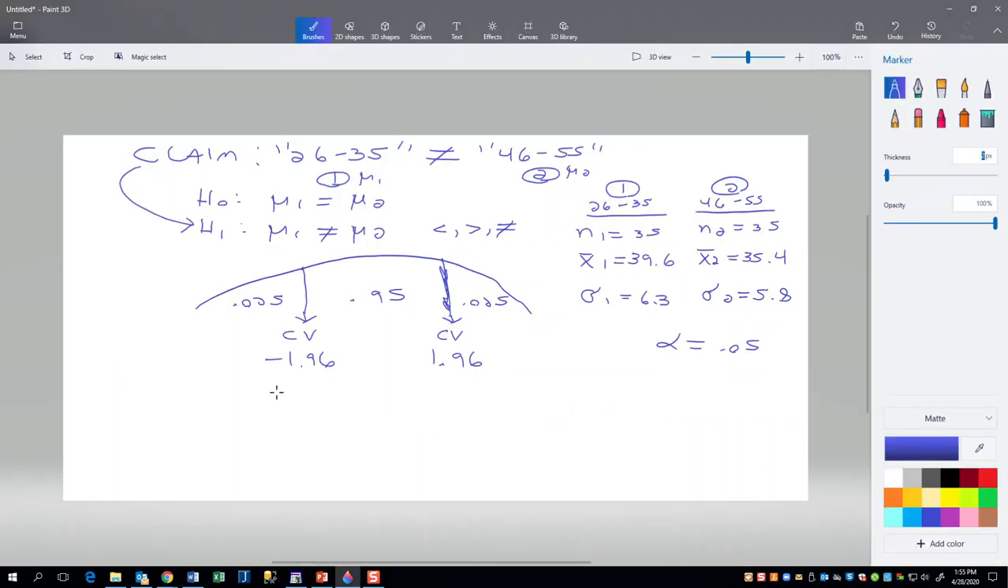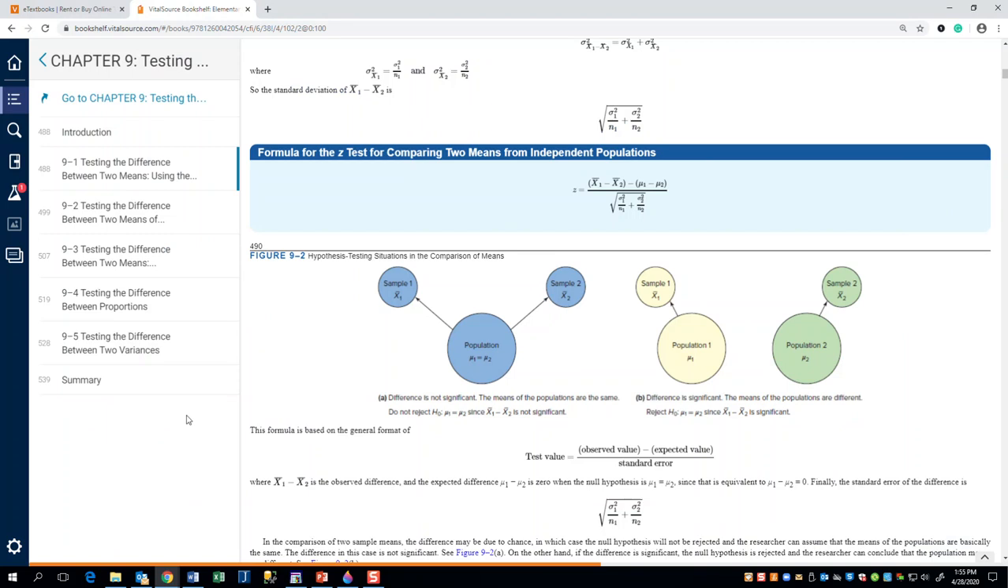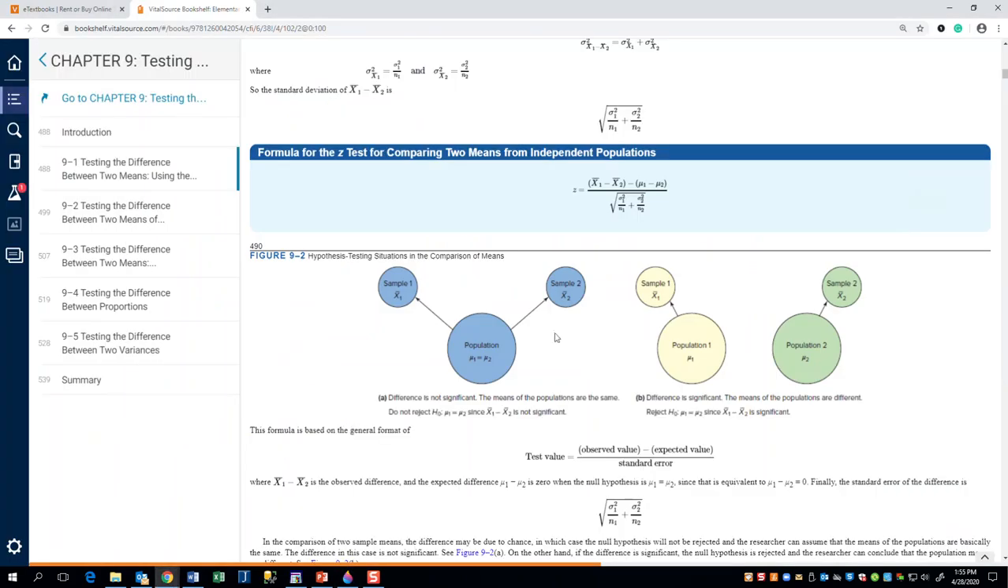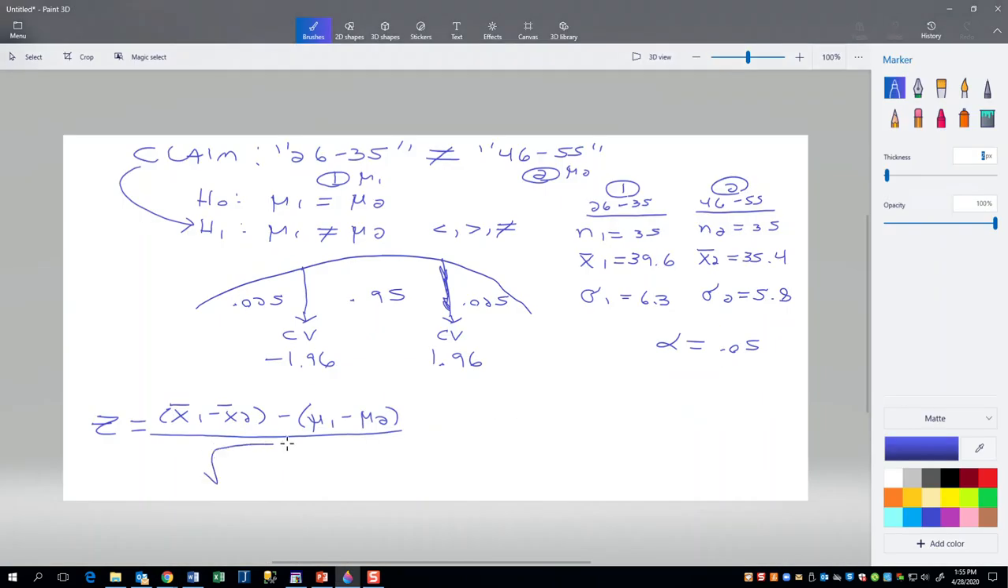Okay, so z is equal to x bar sub 1 minus x bar sub 2 minus mu sub 1 minus mu sub 2 over square root of sigma sub 1 squared over n1 plus sigma sub 2 squared over n2. Now we're actually testing the difference between the mu's here, and so typically you will not have the mu's, so those are always 0. I shouldn't say always. There'll probably be the oddball problem where they give you the population mean of both of them, but typically you don't have those and you go 0.